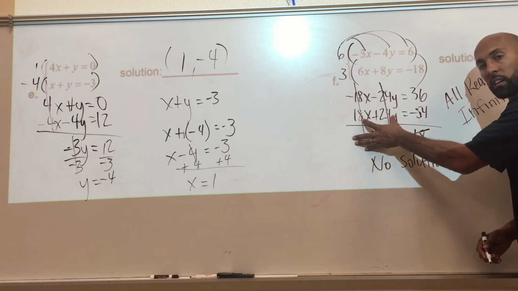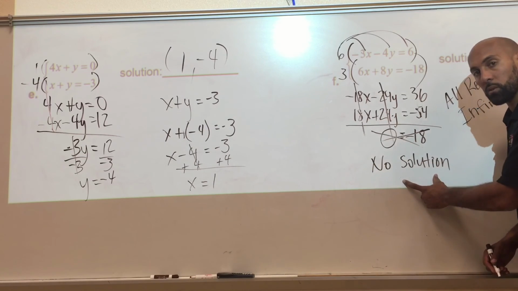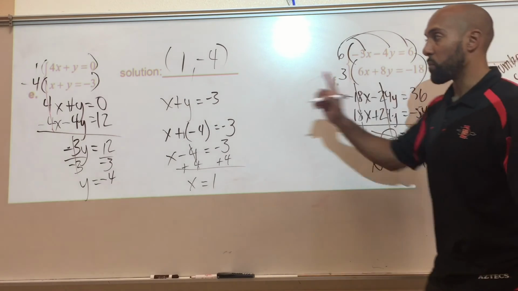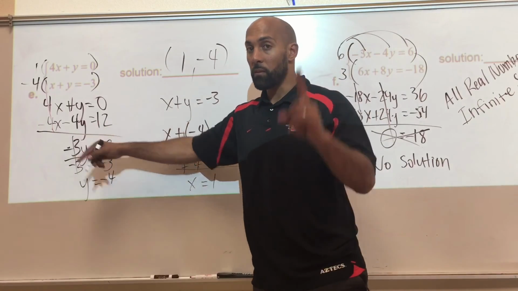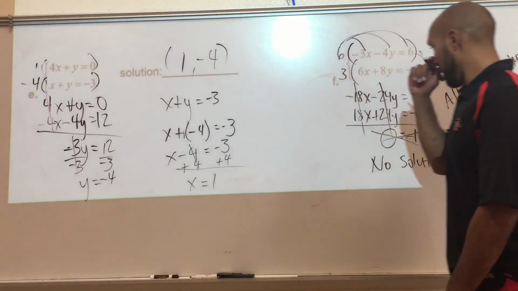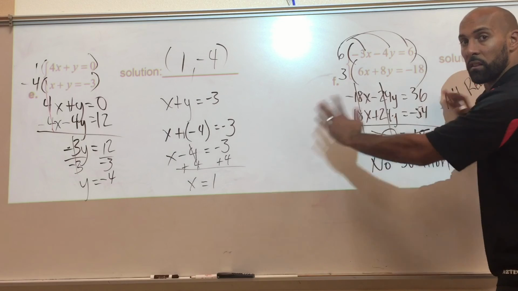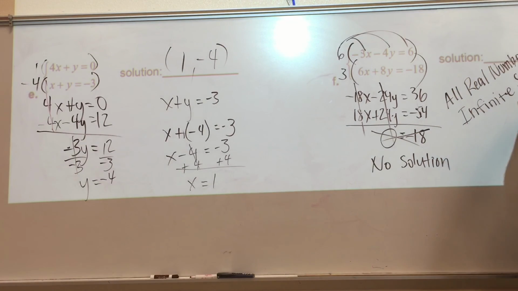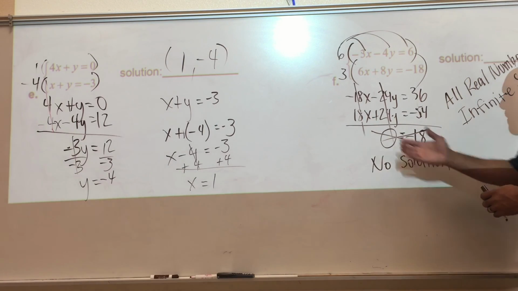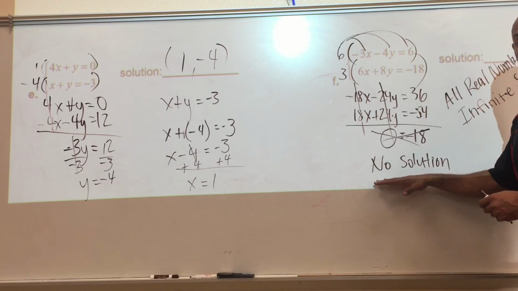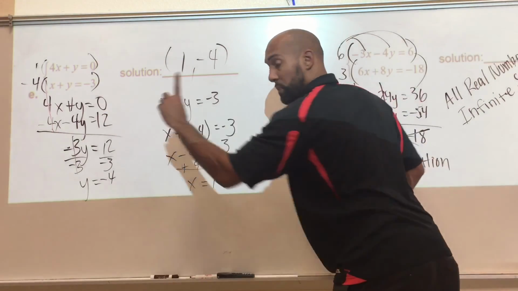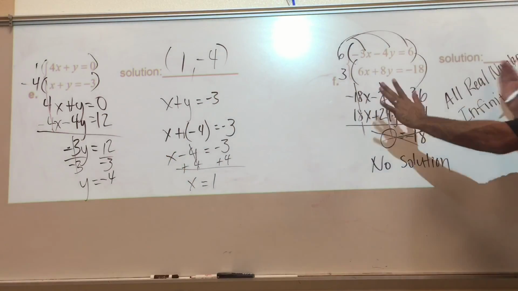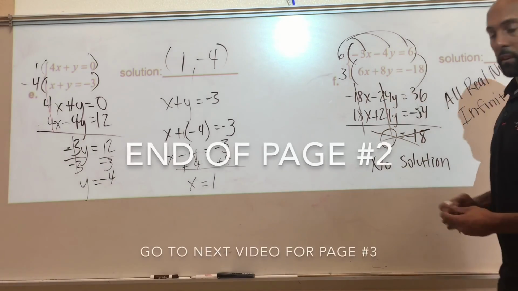So if you have no letters, then you get no solution. If you have one letter, like here, then you get one solution. If all of it's gone, then you get all real numbers. So again, you got none, you get none. You got one, you get one. If they're all gone, then you get everything, all real numbers.